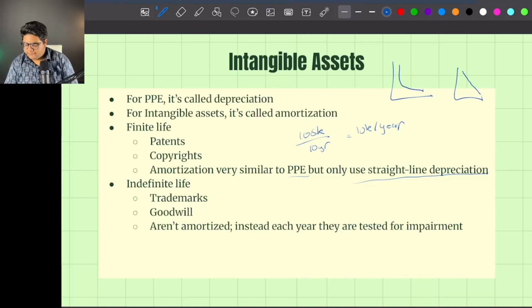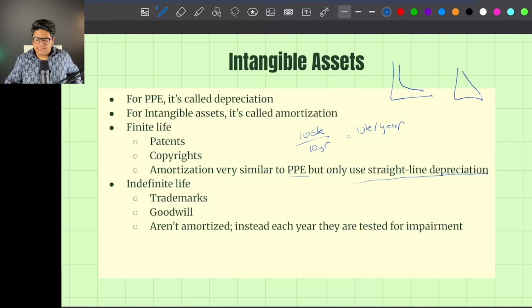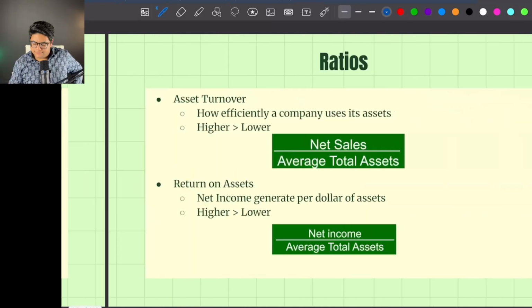Next up, we have indefinite life. So an intangible asset that has an indefinite life. For example, trademarks. For example, goodwill. So these are not amortized at all. Instead, each year you test for impairment. So let's say your company bought another company and that company increased your company's goodwill by $80,000, but next year that is only worth $70,000. Well, then you would decrease the goodwill amount by $10,000.